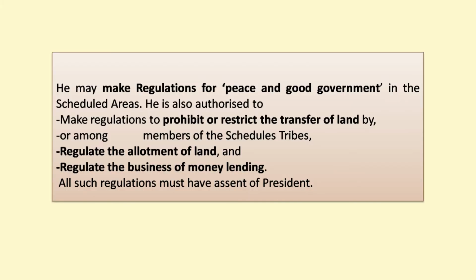Now, the governor is also given the power under this schedule to make regulations regarding peace and good government. The governor is also given the power to make laws to regulate the allotment of land, to regulate the business of money lending, to prohibit or restrict the transfer of land to the non-tribals. However, all these regulations made by the governors need the assent of the President, because without the assent of the President, these regulations are of no effect.